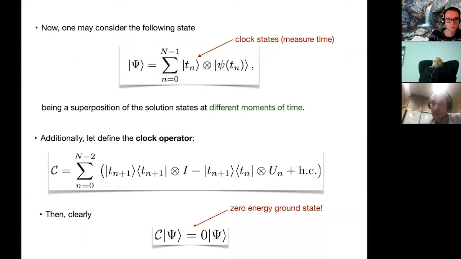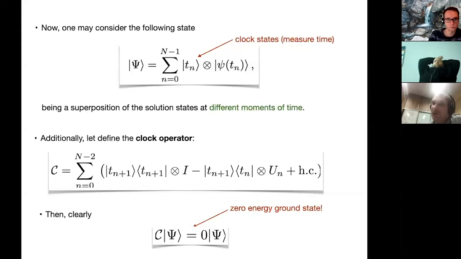You can introduce something that counts time, like a basis state that counts time, and you can always construct a state like this. It was by Kitaev, or I don't know, someone working on something related to Feynman, who came up with this idea of a C operator, called the clock operator. If you apply this operator to the state, you're going to get an eigenvalue. And it turns out that this operator is positive definite, so this eigenvalue is actually the ground state.